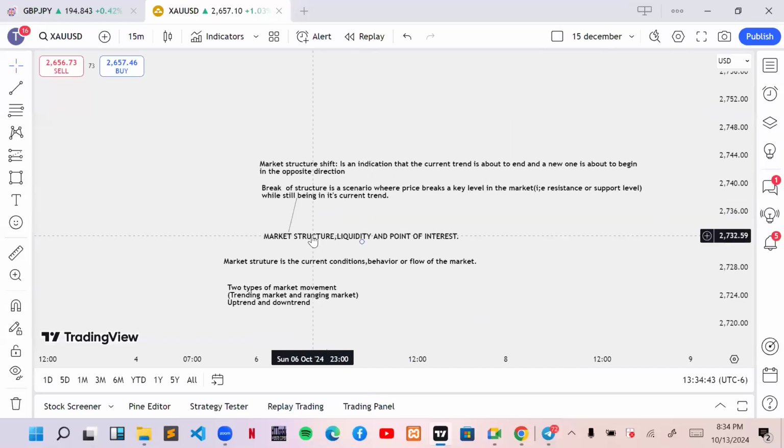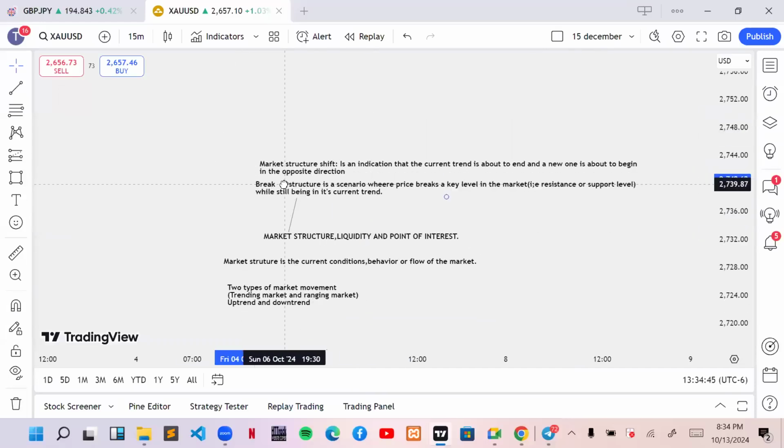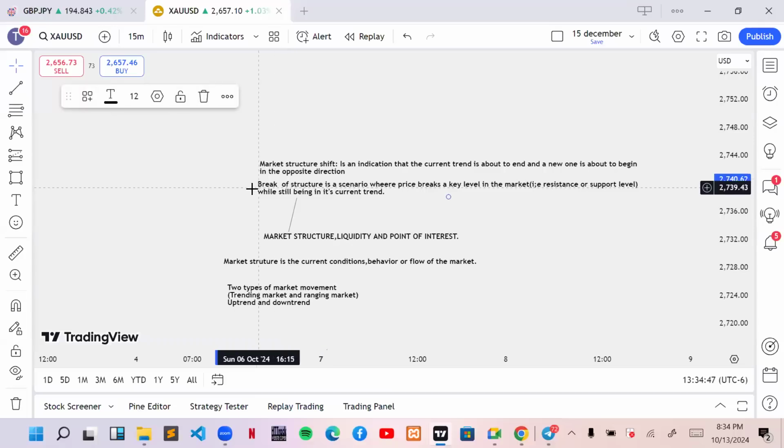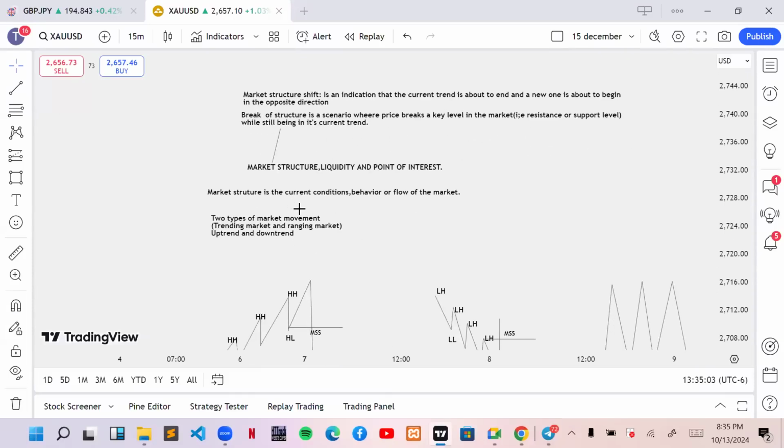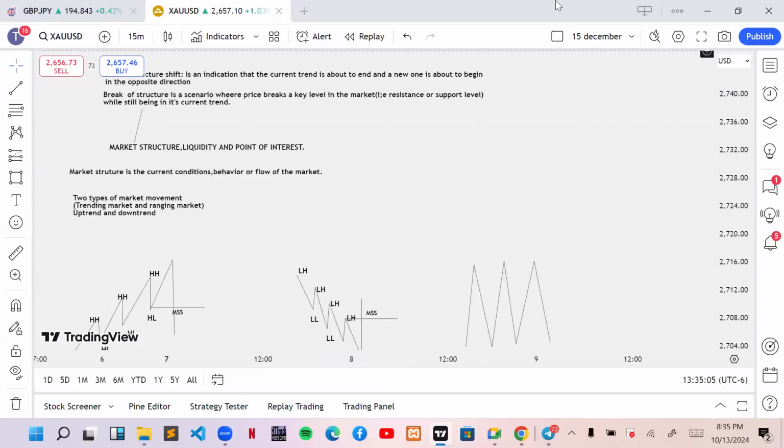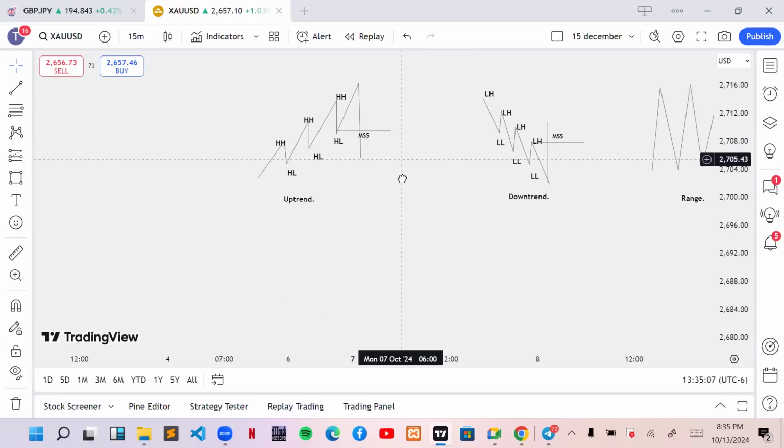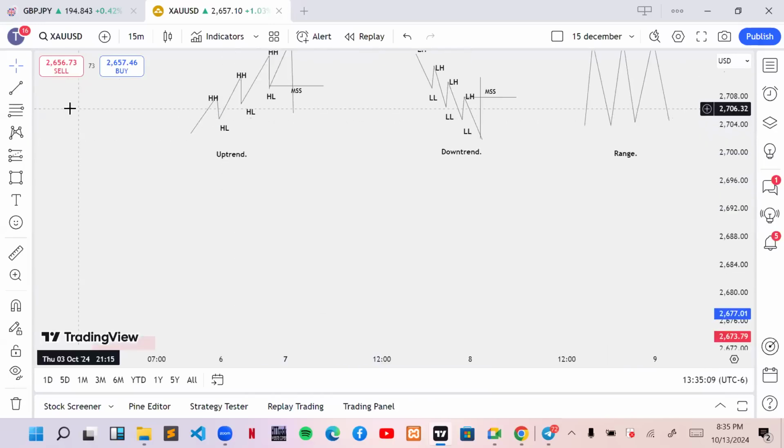So these are the two things that I look out for in the structure part of my strategy: market structure shift and then break of structure. For market structure shift, I'm looking to take a trade in the opposite direction of the previous trend. But in break of structure, you're going to take a trade in the same direction of that current trend, but it has to break a key level price. So this is what I mean now. I'm giving you an example of a market structure shift. Let me now give you an example of a break of structure.